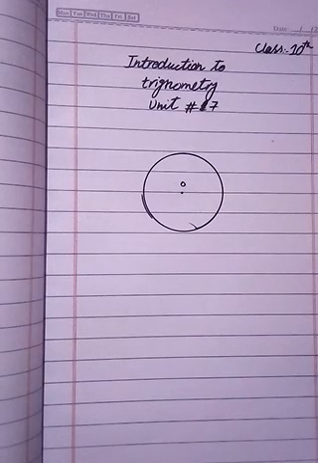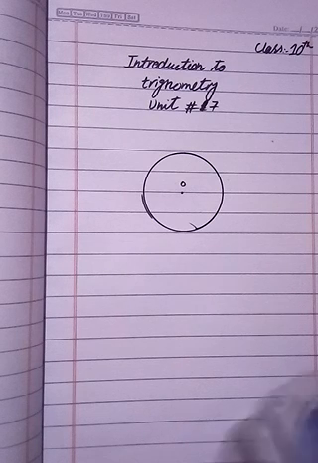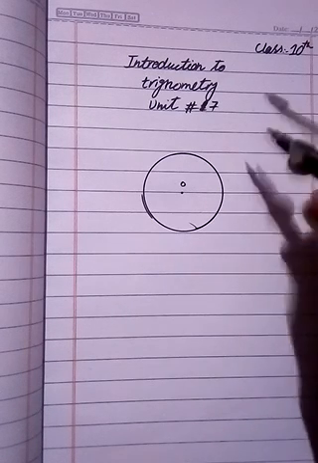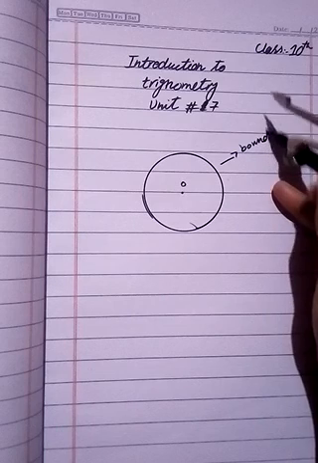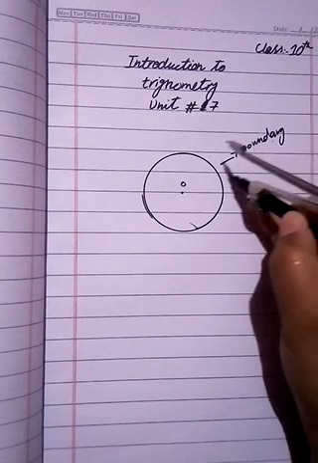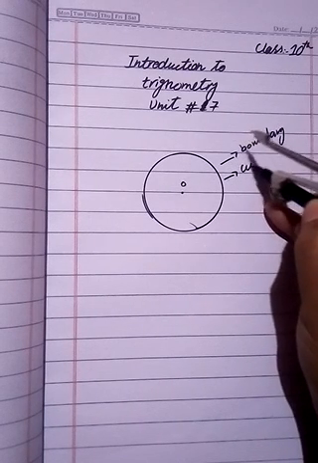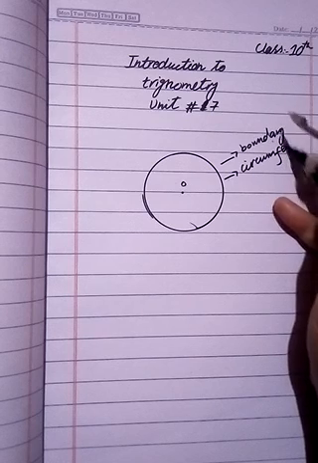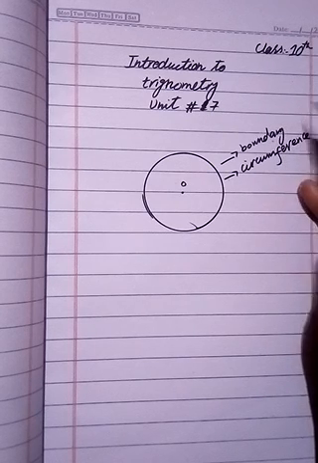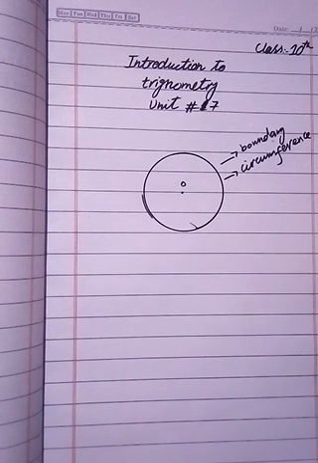In this lecture we will discuss the parts of the circle. This is a circle and this is known as a boundary of the circle. Its other name is circumference.